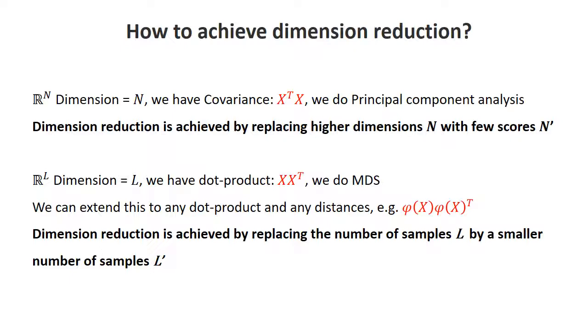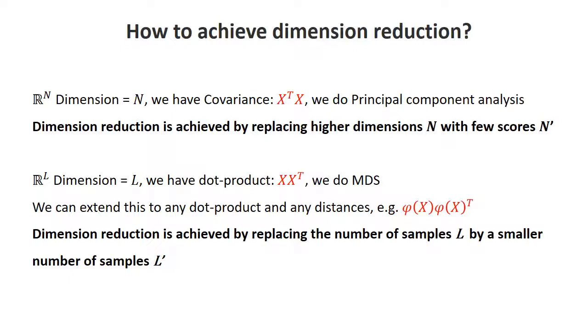Okay, so let's recap a little bit. We've studied basically two spaces, the space Rn, the dimension of the model, and the space Rl, dimension of the number of realizations. We have discussed how the first space deals with covariance, principal component analysis, and that dimension reduction is achieved by replacing higher dimension n with lesser scores. When you go to RL, we have a different story. We work with the dot product, possibly other type of dot products, and we do multidimensional scaling.